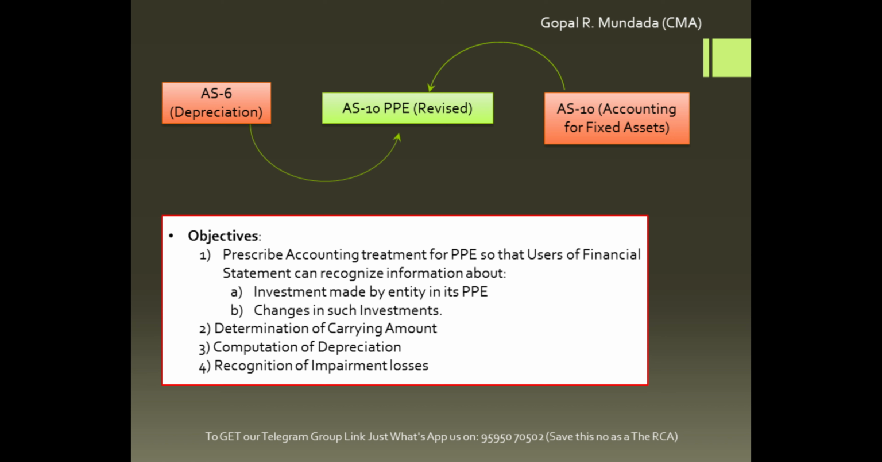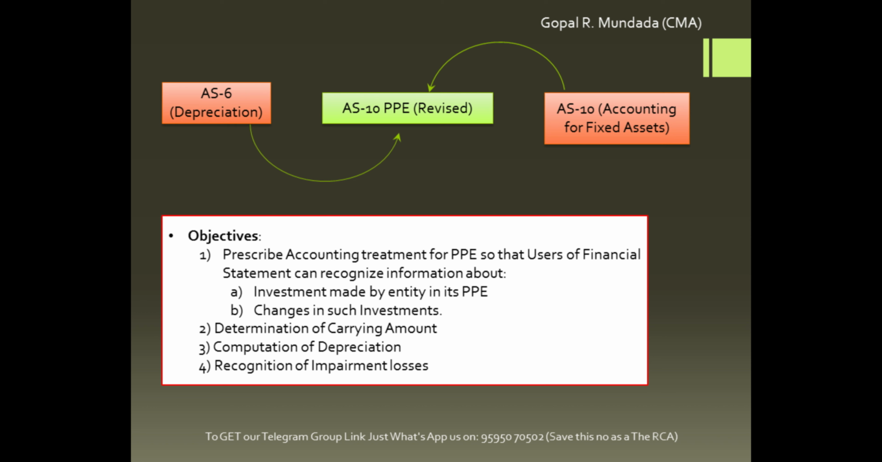Next objective is computation of depreciation. This accounting standard also lays down the procedure applicable for the computation of depreciation. What amount should be taken for depreciation, what useful life should be considered, what other factors are considered, what costs are to be added to the fixed asset while calculating depreciation, and what costs are excluded from the fixed asset while calculating depreciation. All such things are provided in Accounting Standard 10, that is Property, Plant and Equipment.